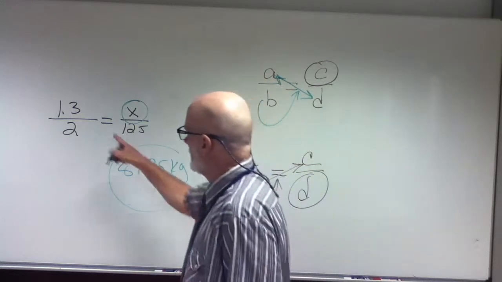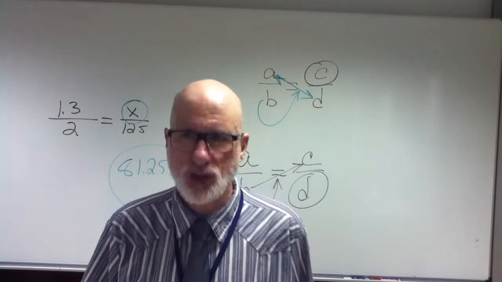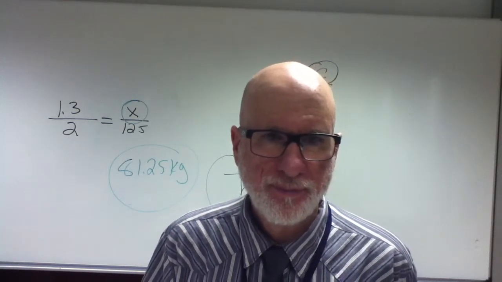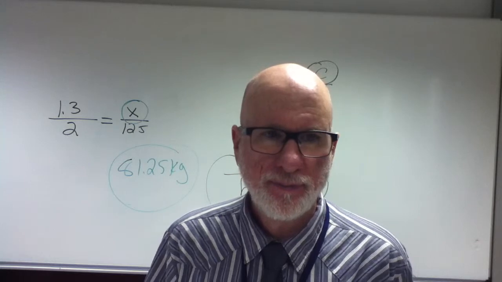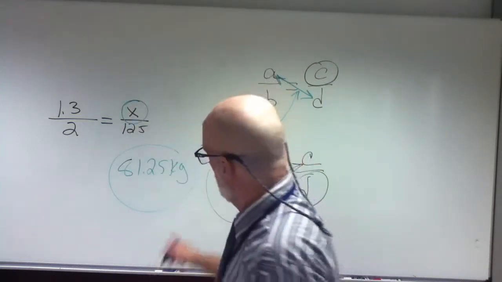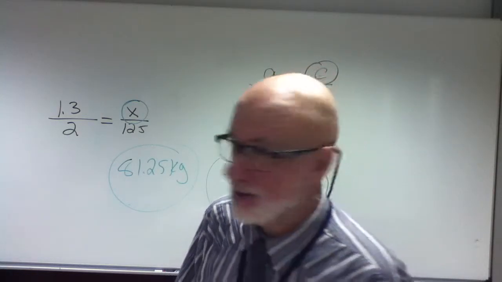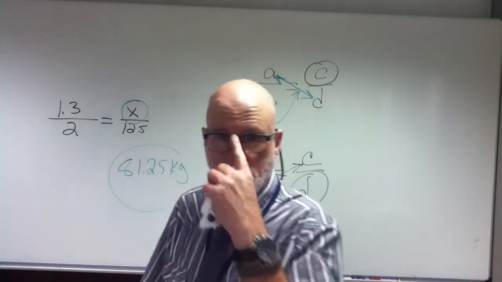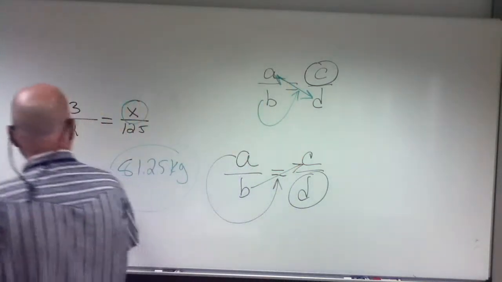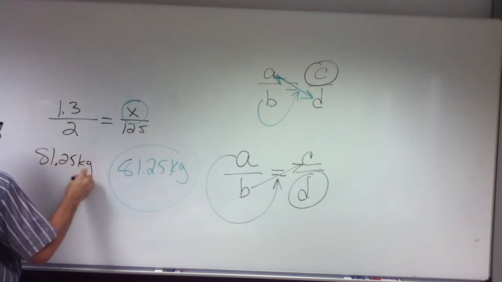What did you get when you did it this way? What's 1.3 times 125 divided by 2? Anybody? What is it? You could fake it and say this number and it's right. Did anybody do this? What did you get? 81.25.